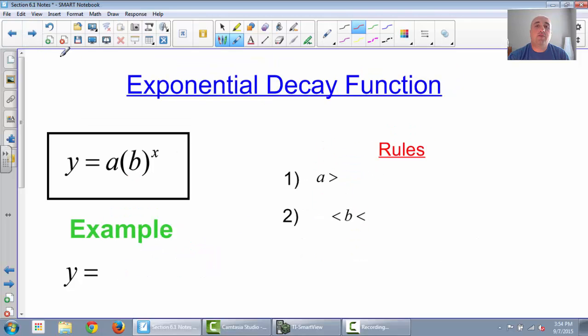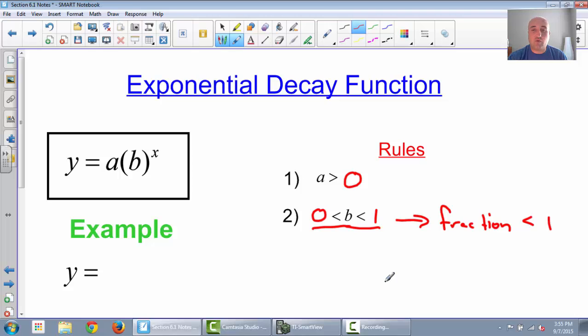Next one is exponential decay. Still, a always has to be bigger than 0. And this time, b is a little different. b has to be between 1 and 0. So b is less than 1, but b is also greater than 0. So what are numbers that are less than 1, yet bigger than 0? Essentially this is saying that b must be some sort of a fraction less than 1.